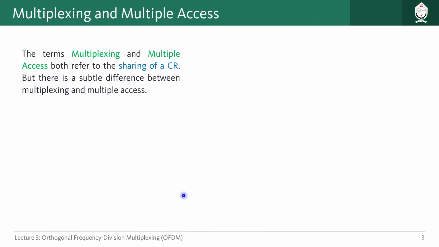Now, what is multiplexing and multiple access? These two terms both refer to the same thing, which is sharing of a CR. We want to share our communication resource among our users, that is multiplexing or multiple access. But there is a subtle difference between these two techniques in how they achieve this sharing of the CR.